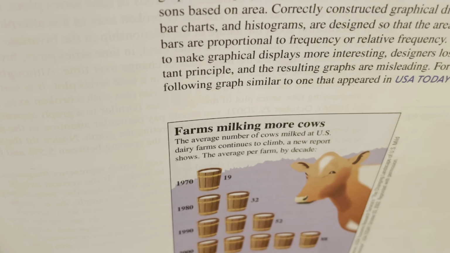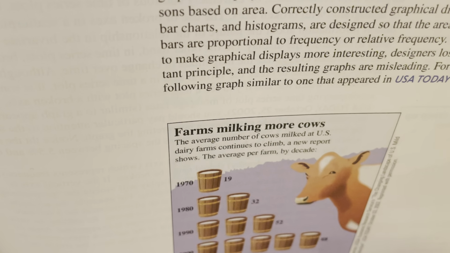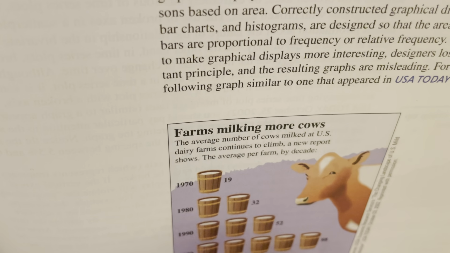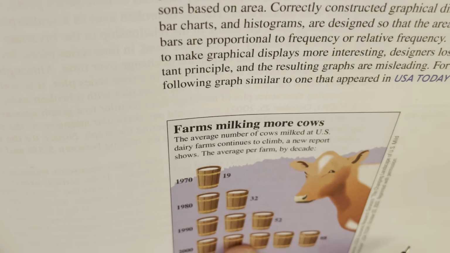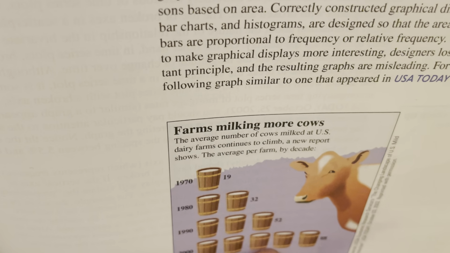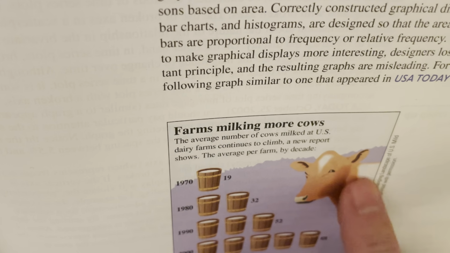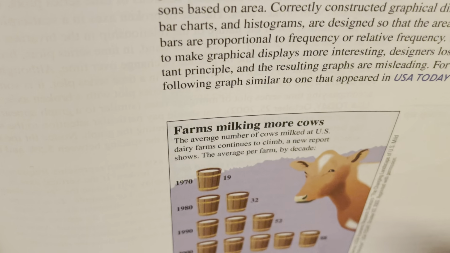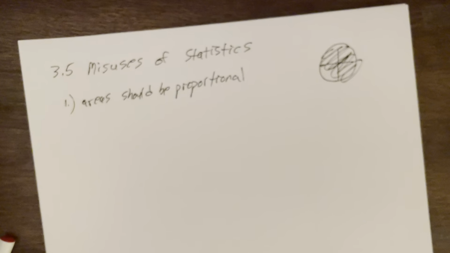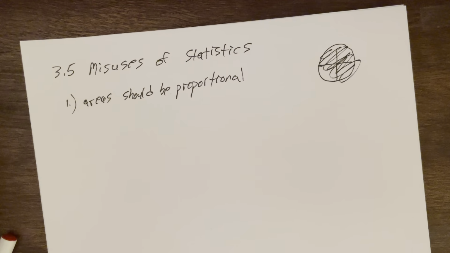So what would have been easier? It would have been a lot easier to just make a bar graph here, to make it clear the 19, the 32, but again, trying to impress with an extra picture. This is the extra junk we're talking about. This picture does nothing for this problem. So that's a huge one. Areas should be proportional. Okay?